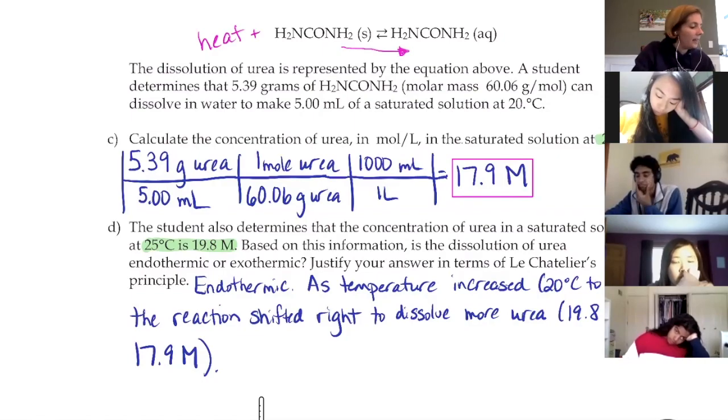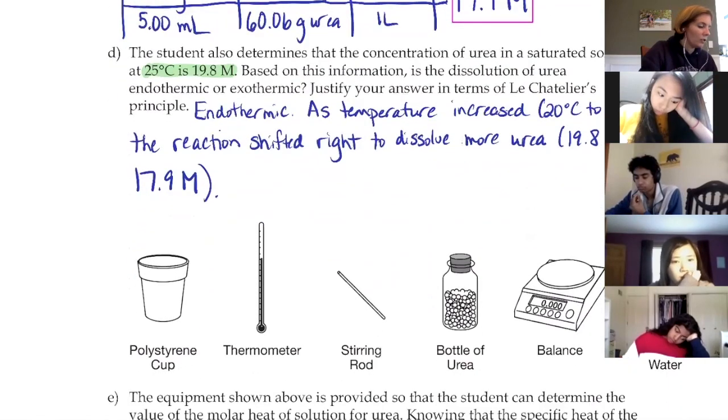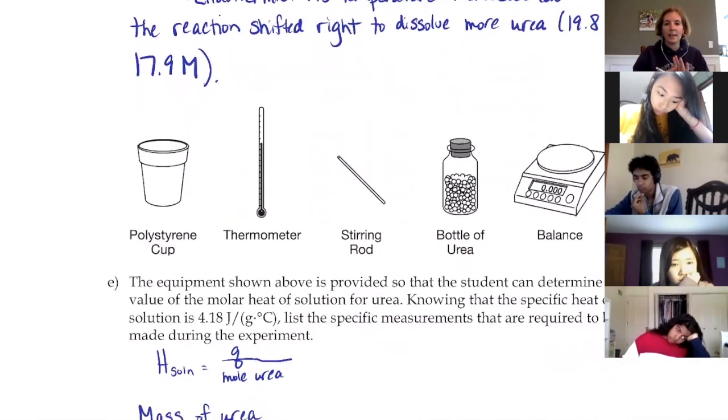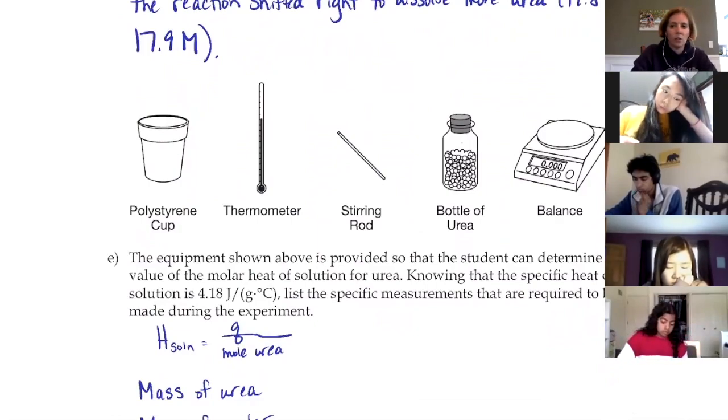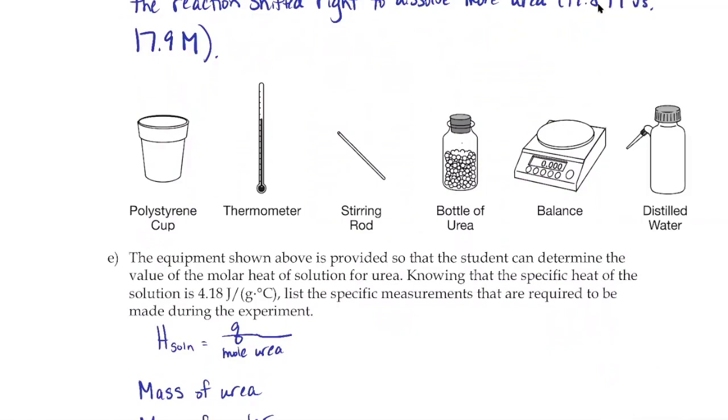Okay. And then for that part E, where you could see all the pictures of the supplies that you have available to you, what we're trying to figure out is the molar heat of solution for urea. So molar heat of solution, what it's basically asking you to solve for is this part right here, right? How much heat is released when you dissolve a mole's worth of urea in water? What's the Q per mole is what we're trying to solve for there.